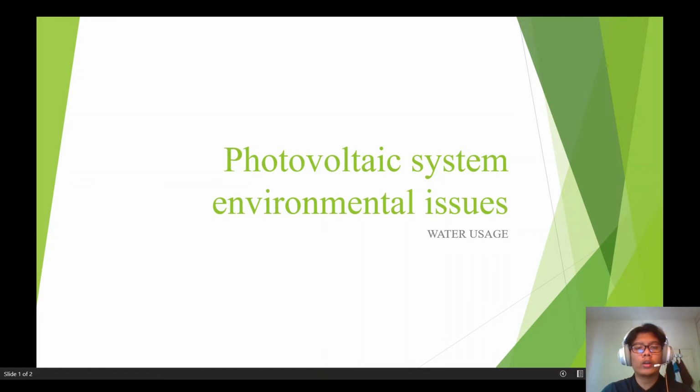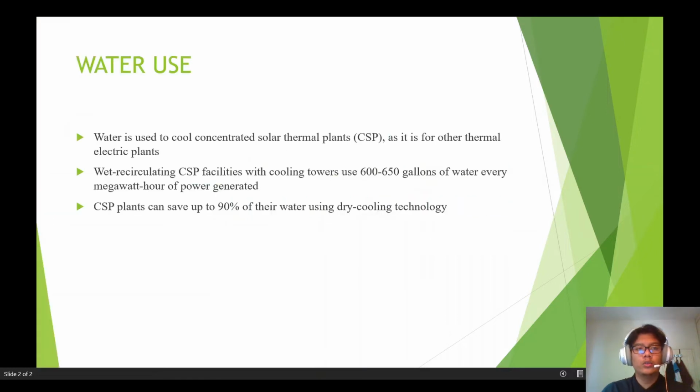Today I'm going to talk about the photovoltaic system environmental issues for water usage. As we all know, solar PV generates power without the usage of water. Water is used in the fabrication of solar PV components, as it is in all industrial processes.